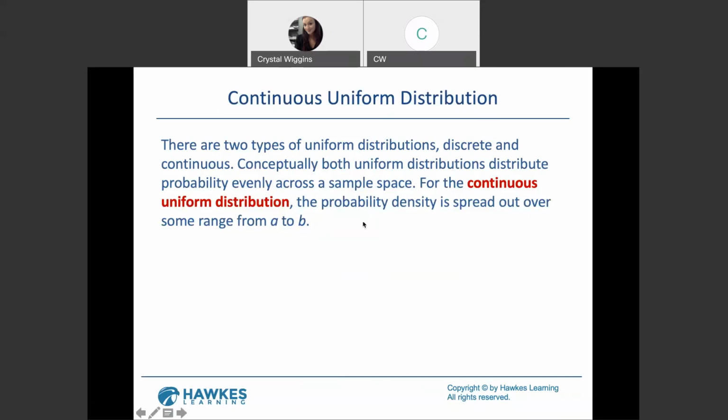So there are two types of uniform distributions, the discrete and the continuous, as I was talking about. Conceptually, both uniform distributions distribute probabilities evenly across the sample space. For the continuous uniform distribution, the probability density is spread out amongst the range from some point A where you start to some point B where you finish. If you look here, we are looking at a real number line, but in order to define the uniform distribution, you have to have a starting point A and a finishing point B. And the height of this rectangle is calculated by 1 over B minus A.